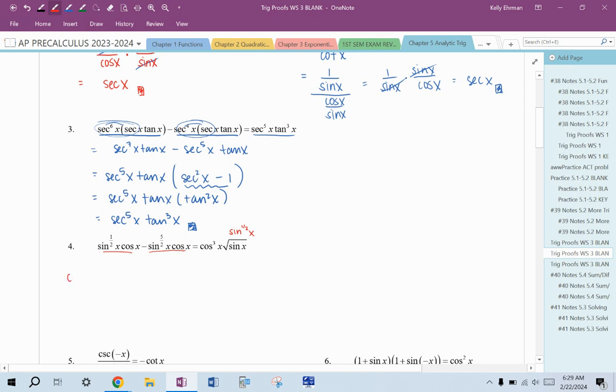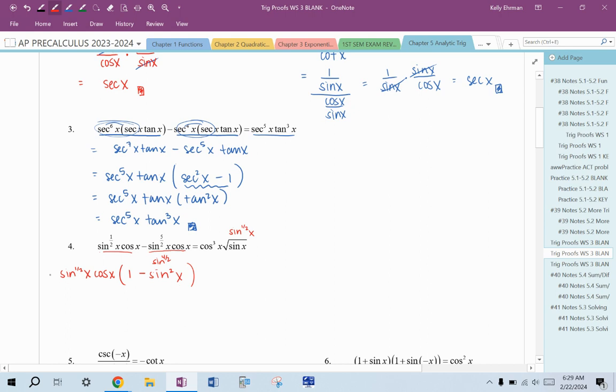They both have sine to the 1/2, at least. Remember, with GCFs, you take out the smaller of the two exponents. So they both have sine to the 1/2. They both have a cosine x. Okay, so if we take that out of the first term, we get 1 minus, 5/2 minus 1/2 is sine to the 4/2, which is sine squared x.